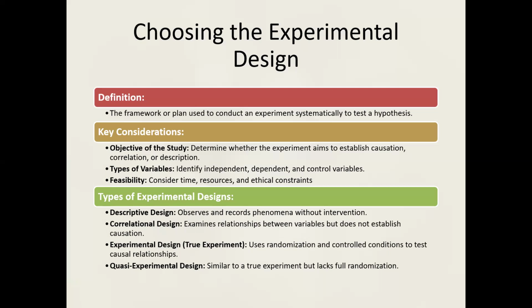And the next one is true experimental design, in which we use randomization and controlled conditions to test causal relationships. We use these to work on different types of experiments, like randomized controlled trials or different types of clinical trials. And the last one is quasi-experimental design. It's often used in research and academia to describe something that is almost but not quite a certain thing. For example, quasi-experimental design is similar to a true experiment, but it lacks full randomization.